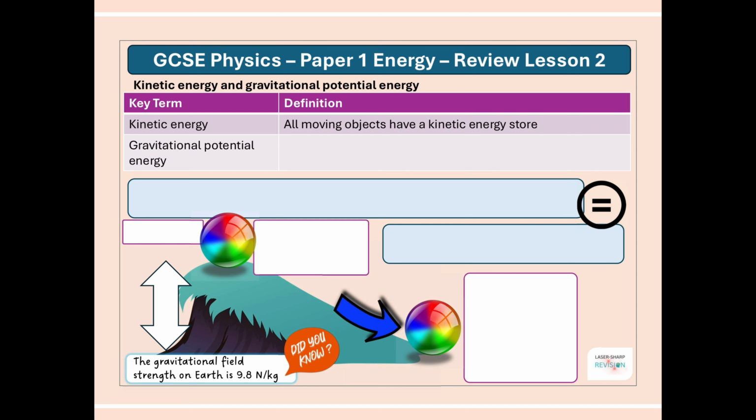The definition for kinetic energy is that an object that moves, so all moving objects, they will have a kinetic energy store. For gravitational potential energy, an object lifted above the ground has a gravitational potential energy store. So if you lift it higher, it will have a larger gravitational potential energy store.